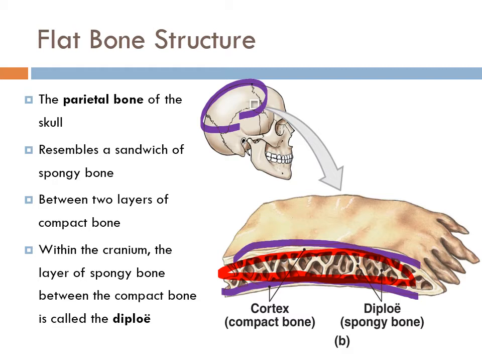In the skull, that spongy bone has its own name, which is diploe. I don't like the pronunciation of that word, but diploe, I believe, is how you actually pronounce it, and that is the name for the spongy bone within the skull only. So when you're looking at, say, the sternum or the scapula, which are flat bones, you don't call it diploe, you only call it that in the skull.